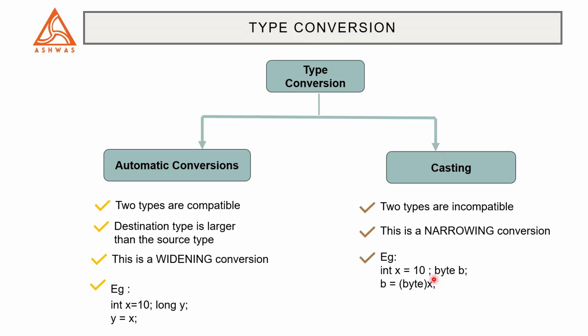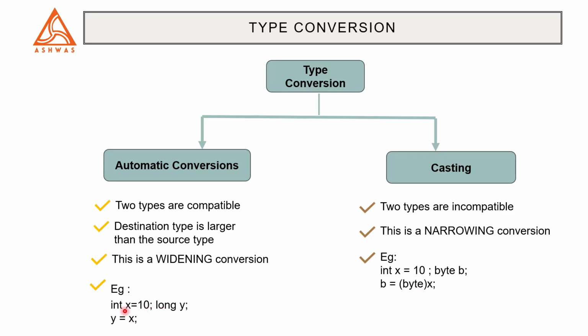Let's take an example. Let's say I have an integer value x, which is given 10 as its value, as the literal, and I have a variable b, which is of the type byte, and I say b is equal to x. Now, byte being a smaller data type as compared to x, which is an int data type, which is a bigger data type. I'm trying to fit a bigger value into a smaller data type. I need to explicitly write byte in parentheses to instruct my compiler to perform the narrowing. This is where casting is put into the picture.